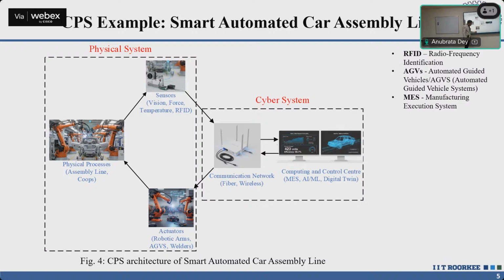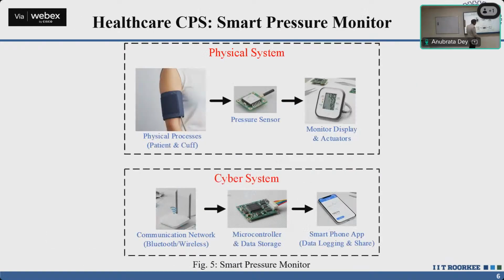And then here you have some guided vehicles, or they are going to pass on the signal. Let's say this robotic arm has to move this much degree, or this much correction is required, and so on. So this is also another example.